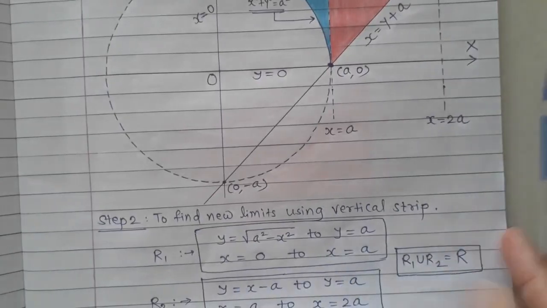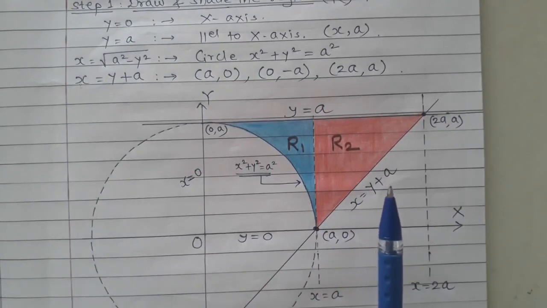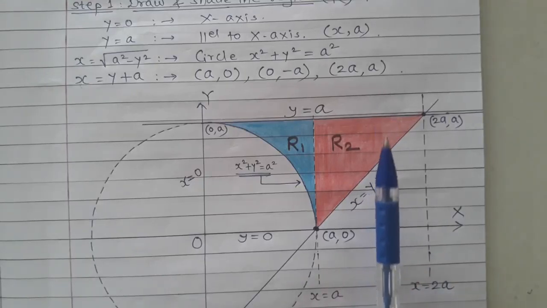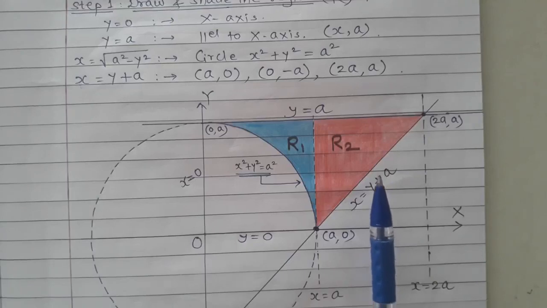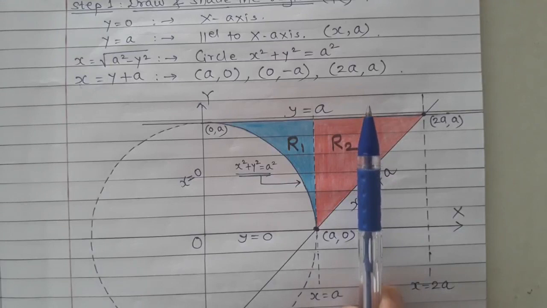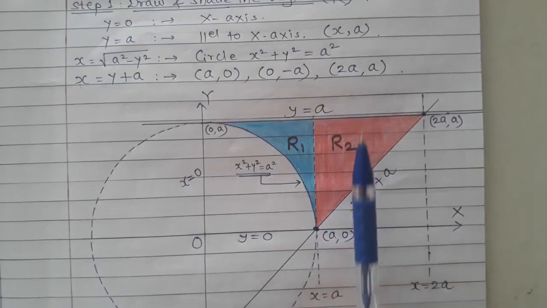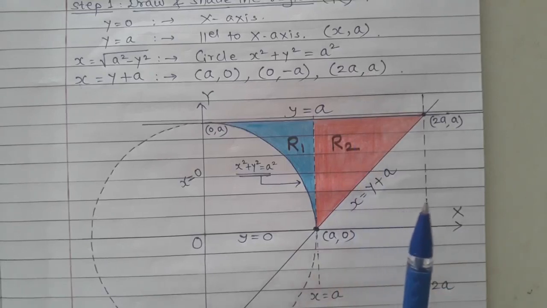Now for the R2 region, that means the orange region, again the bullet is fired from the bottom to top direction. The bullet will come here like this and enter the orange color by breaking the wall x equals y plus a. By that, y equals x minus a. So the lower limit of y is x minus a, and then it passes through the color and again goes out by breaking the wall y equals a. So y equals a is the upper limit again. Here y equals x minus a and y equals a are the limits of y.